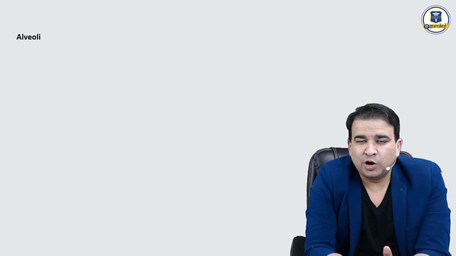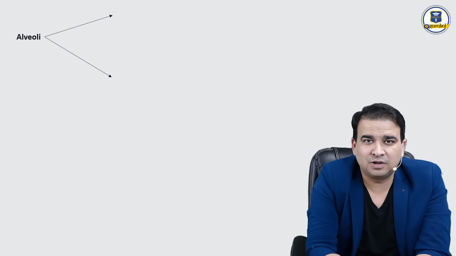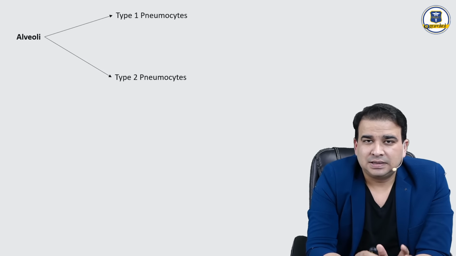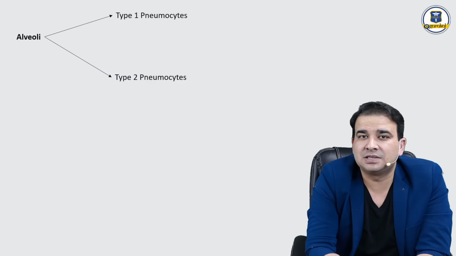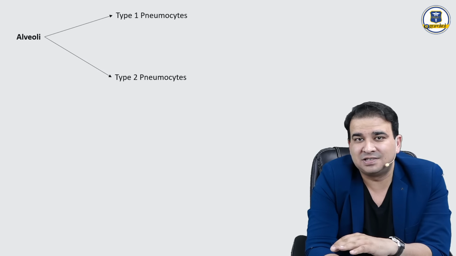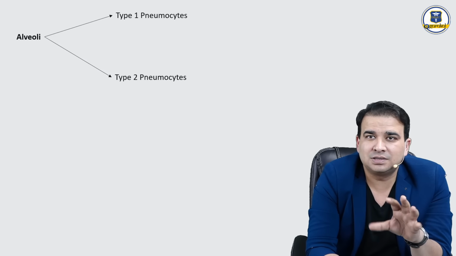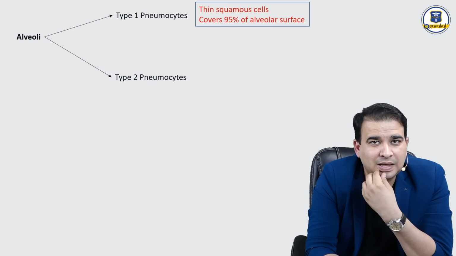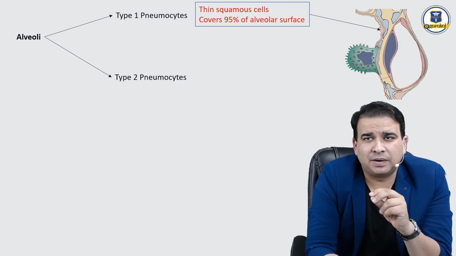So finally, moving on to the alveoli, which has two types of cells present. We have the type 1 and type 2 pneumocytes. The type 1 pneumocytes are the predominant cells covering the surface of the alveolus, and they take part in the gases exchange. 95% of the cell population in the alveolus is type 1 pneumocytes. These cells are the usual flat cells that you see.